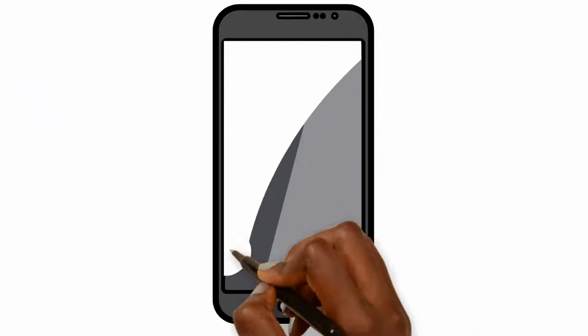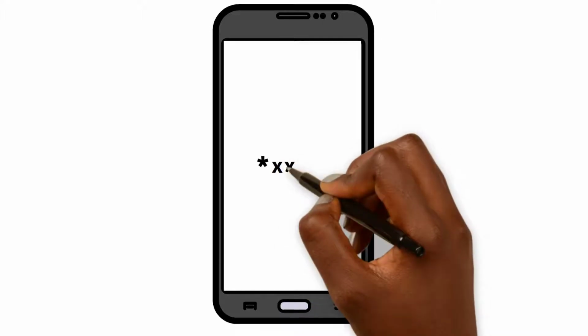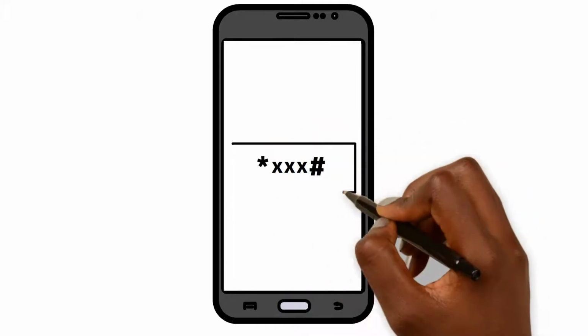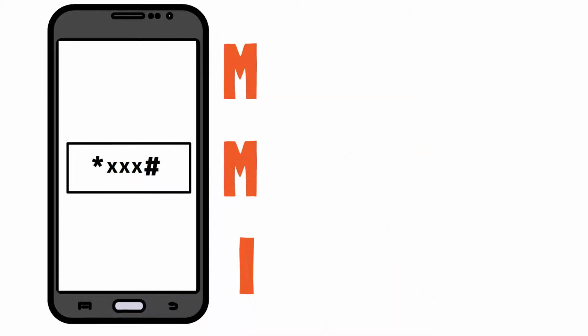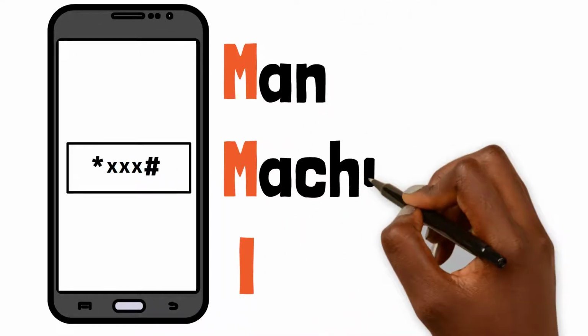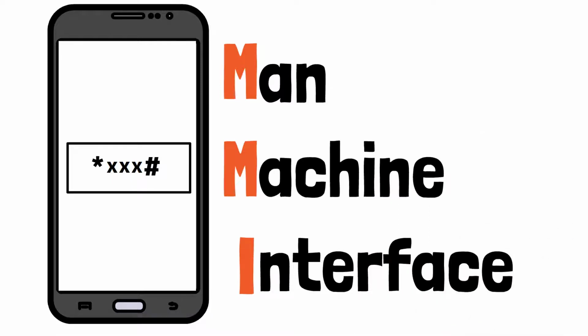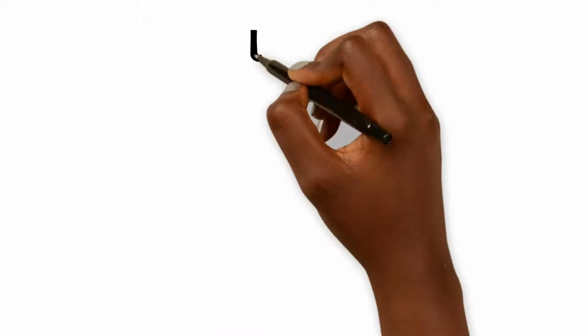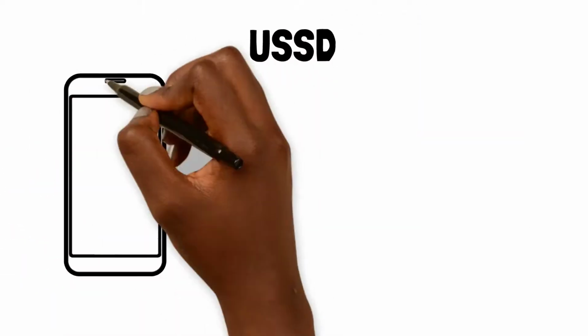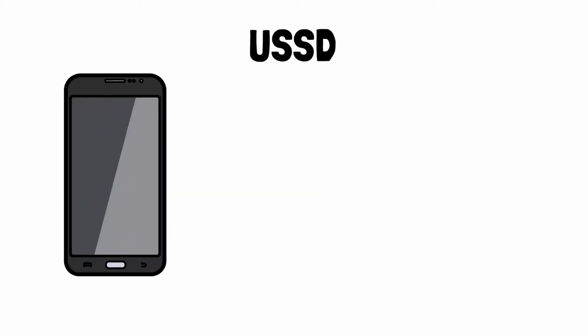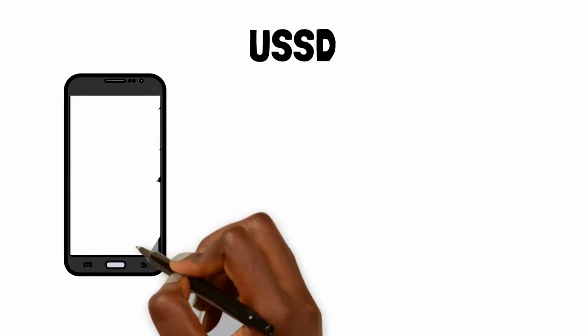today. If you take your mobile phone and press the asterisk key, followed by any combination of numbers, then you end it with the hash key. What you've generated is called an MMI code. MMI stands for Man-Machine Interface, which essentially means that you're having a two-way conversation with your phone, a machine. USSD is a type of MMI code.